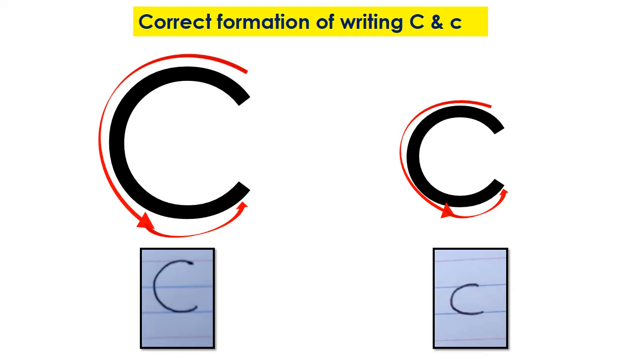This is the correct formation of writing letter C. Capital C and simple C. You can understand this by looking at these red arrows. Then you can see how we are going to write letter C in the double rule book. Capital C and simple C.